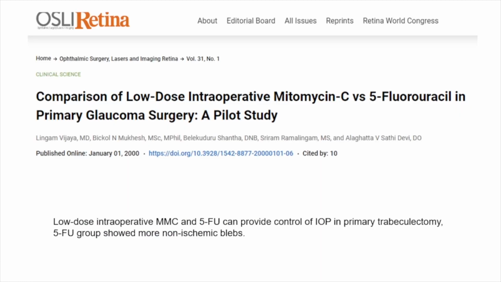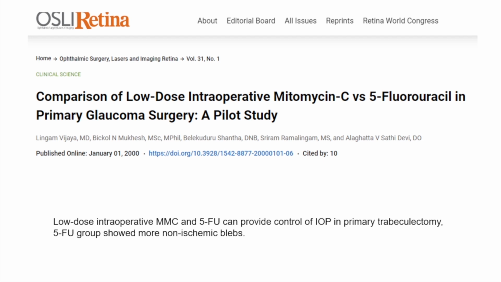In an in-house study comparing low-dose intraoperative mitomycin C versus 5-fluorouracil in primary glaucoma surgery, it was found that low-dose intraoperative mitomycin C and 5-FU can both provide control of IOP in primary trabeculectomy, and the 5-FU group showed more non-ischemic blebs. MMC or 5-FU? MMC is almost 100 times more toxic to the fibroblasts compared to 5-FU, so you have to be very careful when using MMC. It can lead to very avascular blebs with attendant complications.